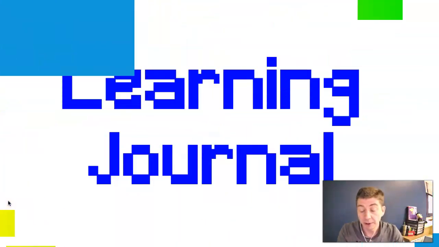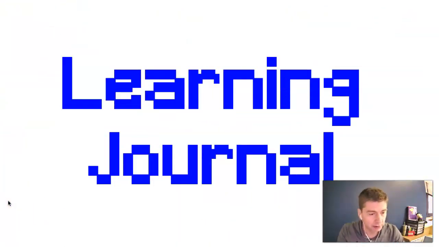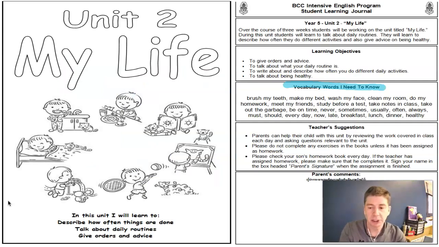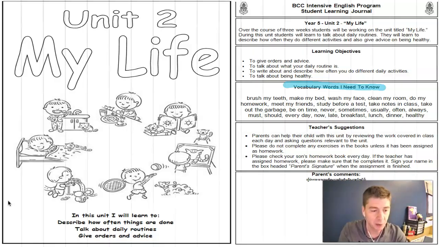You also learned about the learning journal. The learning journal for Unit 2 looks like this. It's a piece of paper with a front and back. You will receive it from your teacher when you come to school next week.